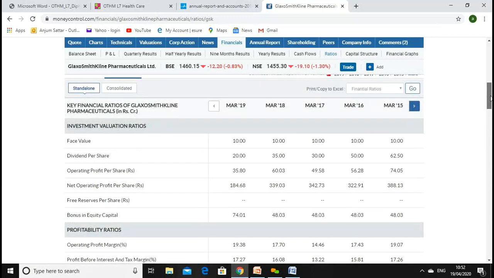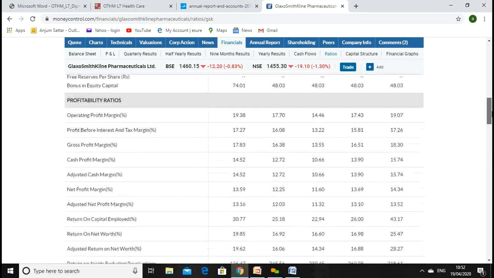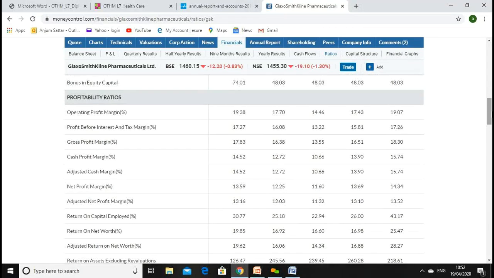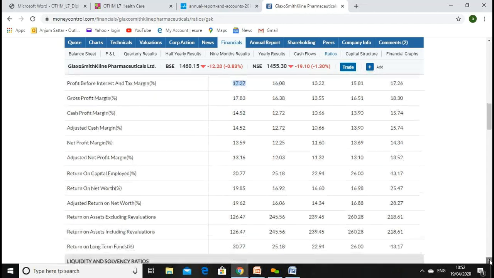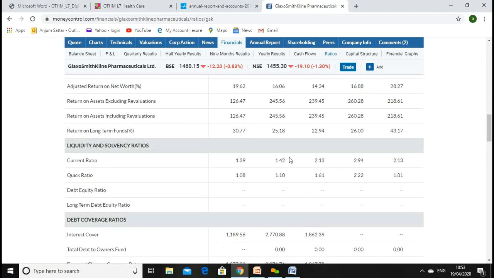So we've been given different years. You will see 19, 18, 17, and even the last 5 years. If you want more, it's been given even for 10 years. So what happened? Profitability margin dropped this year compared to last year. So you'll see there are a lot of things. Return on capital as a percentage has increased.